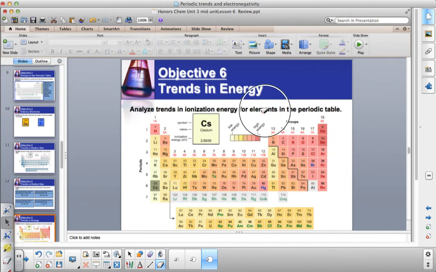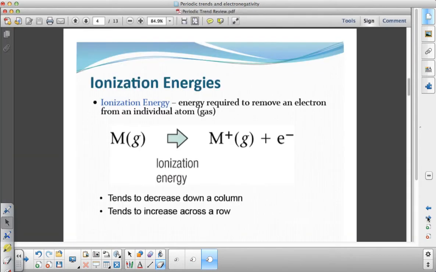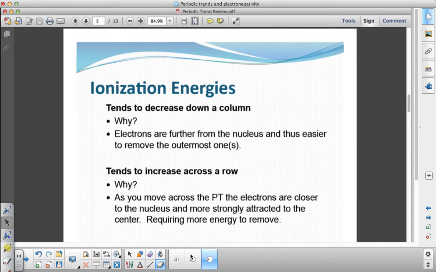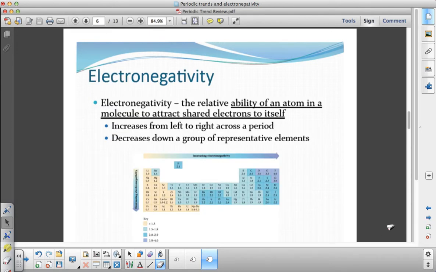Okay, so that sets the stage for our next trend, which we need to know about, which is electronegativity. So that is the relative ability of an atom or molecule to attract shared electrons to itself. This increases from left to right because we had just mentioned that over in this area, the nonmetals especially are very electronegative. And right here in the center, they have the ability to share electrons amongst themselves.